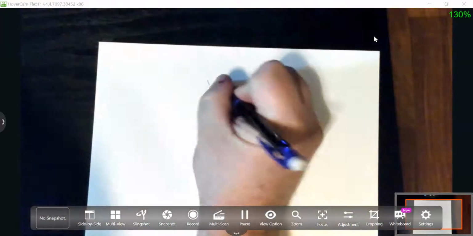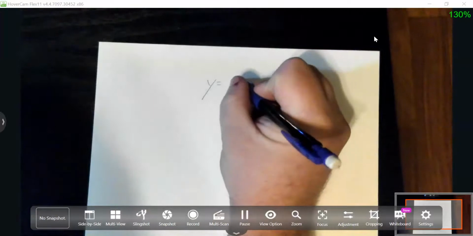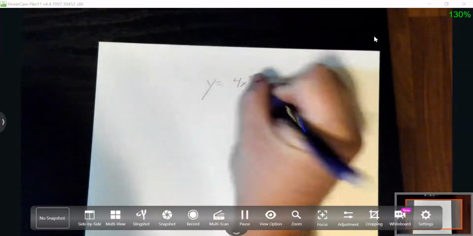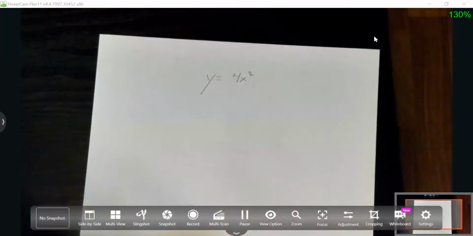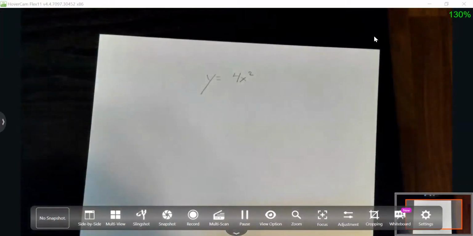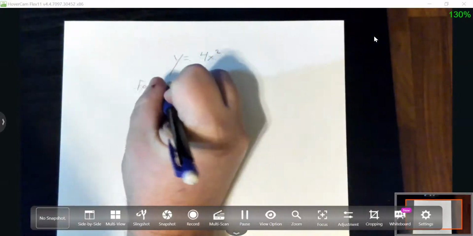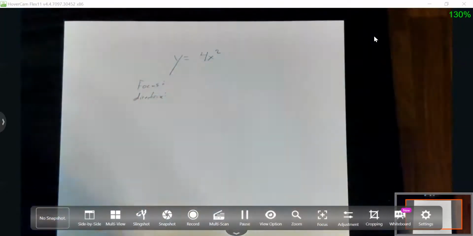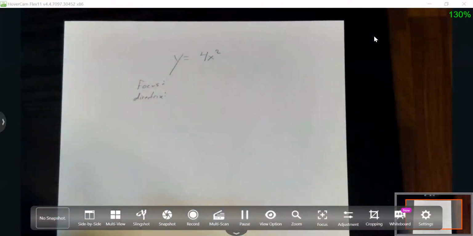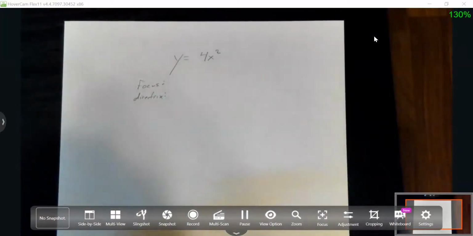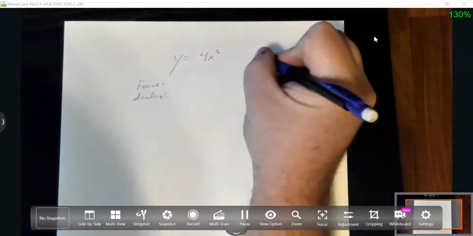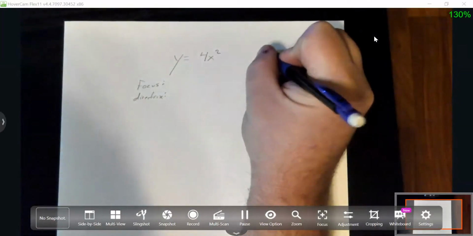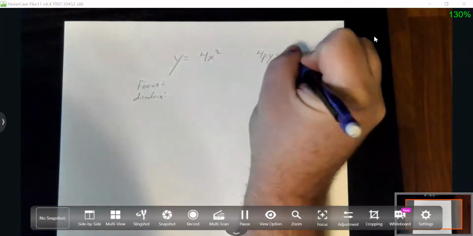So how about we had something like y equals 4x squared, and we'll go with this. Nice basic one, y equals 4x squared. And we wanted to know, well, what's the focus? What's the directrix? So to find these, we need to know the p-value. We need to know how far from the vertex we find the focus and the directrix. So I compare this to my basic graph again. So remember, it was 4py equals x squared.